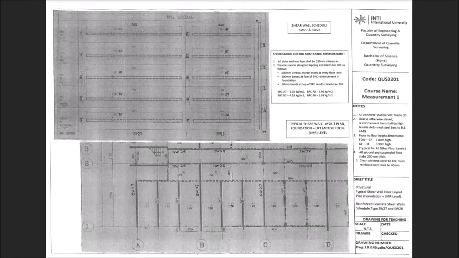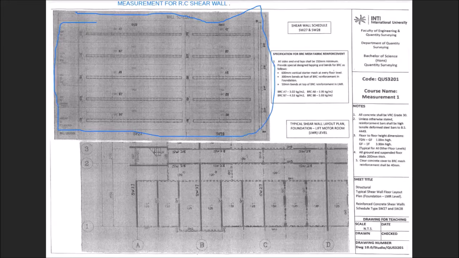The element that you have to write for this topic is measurement for RC shear wall. As a briefing, you have to identify the specifications for this shear wall. You have to identify the position of the shear wall in the layout plan, and also from the schedule. This is the schedule showing the detail of SW. SW is referring to shear wall.